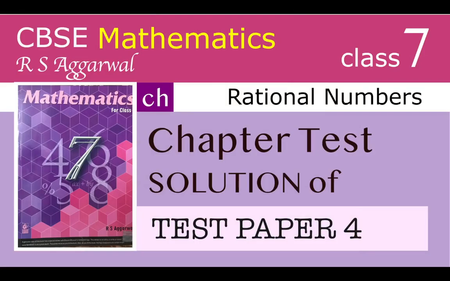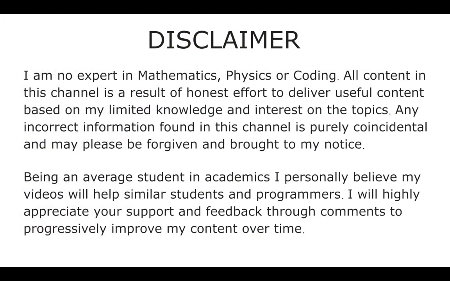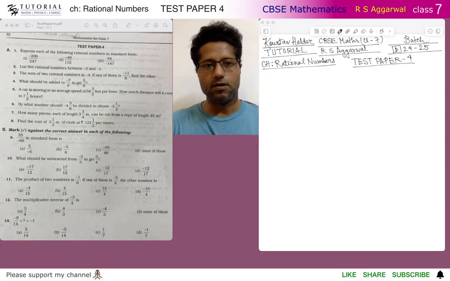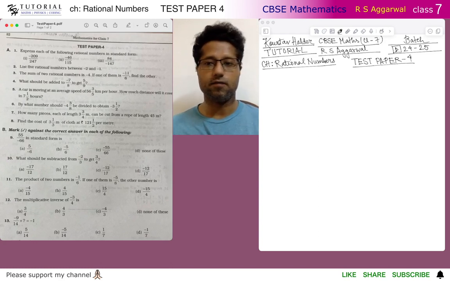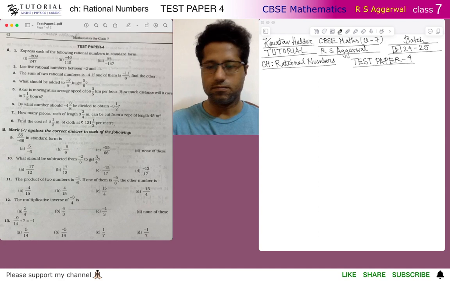This video is part of the playlist CBSE mathematics class 7 following the textbook of author RS Aggarwal. This is the solution of the chapter test on chapter rational numbers. This is test paper 4 given at the end of the chapter on rational numbers in the textbook of RS Aggarwal. So let's start. As usual I have the test paper on the left hand side, and on the right hand side I will solve the problems. Okay, so let's start.